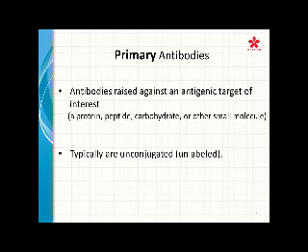So I want to start going over primary antibodies and secondary antibodies and what they are.